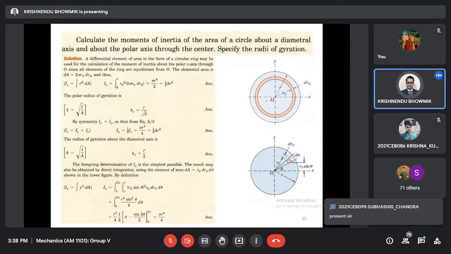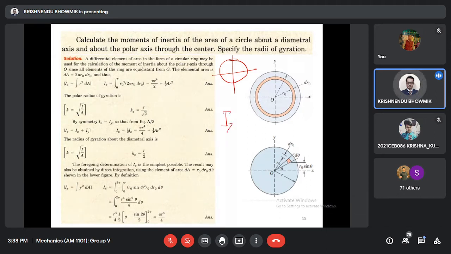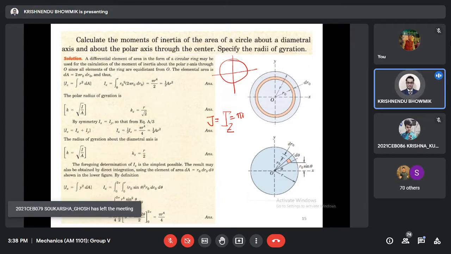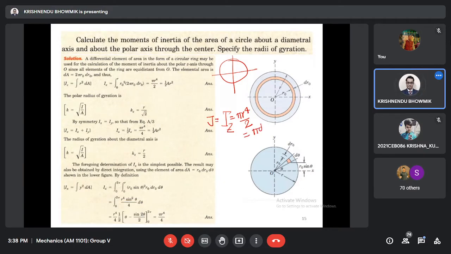Then for circular cross sections, last day we told that this Iz, sometimes we wrote J, the polar moment of inertia, is pi r power 4 by 2 or pi d power 4 by 32. And Ixx, due to symmetry, will be same as Iyy, it will be pi r power 4 by 4 equal to pi d power 4 by 64.